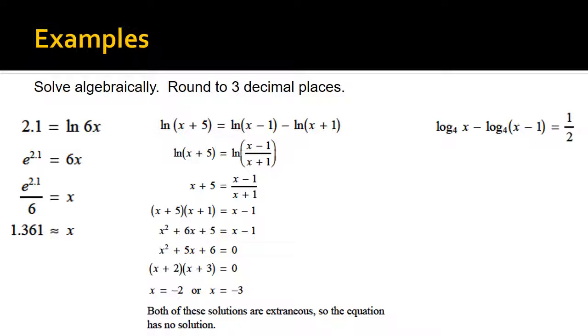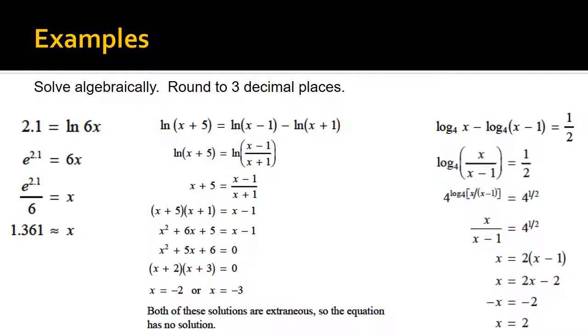And on the last problem here, what we're going to want to do is to combine the two logs using division. And then they did the power on both sides. Another way you could do this easily is 4 to the 1/2 equals x over x minus 1. You just skip straight down to that fourth line there. You're going to multiply both sides by x minus 1 and take the square root of 4, which is 2, and distribute and solve.